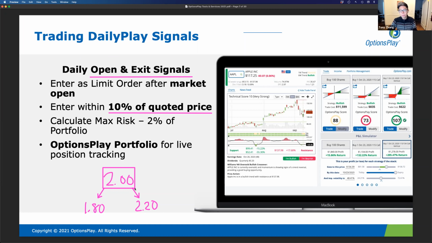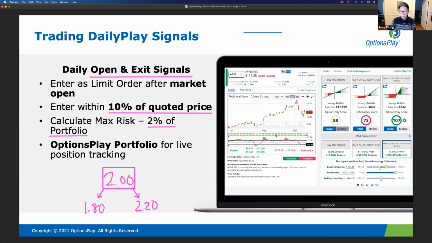But the most important part about the daily play, more important than anything else, is the fact that you should never risk more than 2% of your total portfolio value on that trade. So we have a risk and investment calculator on OptionsPlay. I'll show you here in 1 second how to go about using it. But this is really the tool that helps you calculate the appropriate number of contracts to trade.